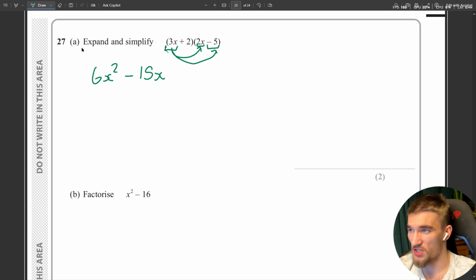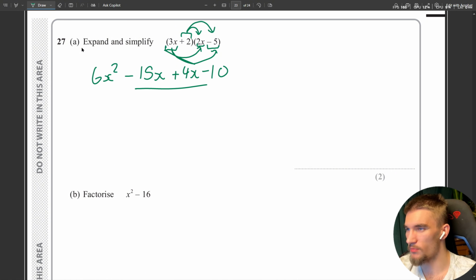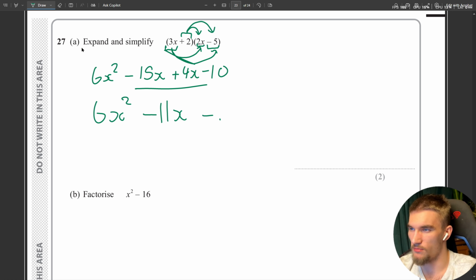Then that's done. Then I got the 2, and then I have to do the 2 times the 2x, and then the 2 times the minus 5. So 2 times 2x gives me positive 4x, and then 2 times minus 5 just leaves me with a negative 10. Now we can clean this up by putting these two together, and that would leave me with minus 11x. So it's 6x squared minus 11x minus 10.